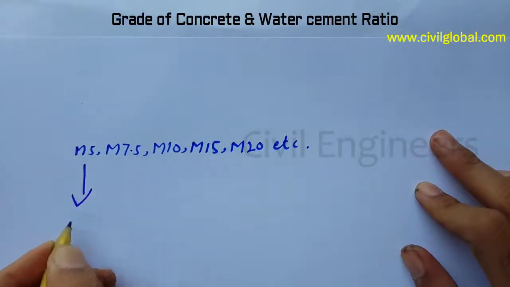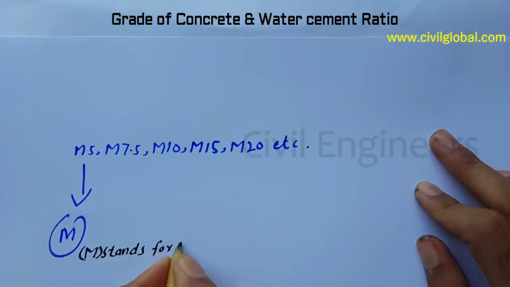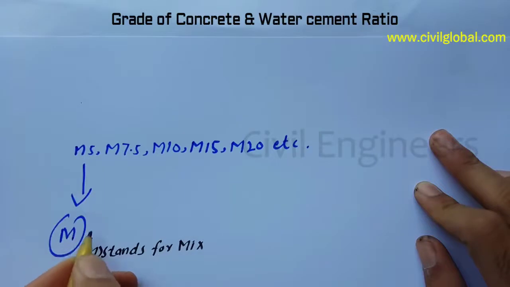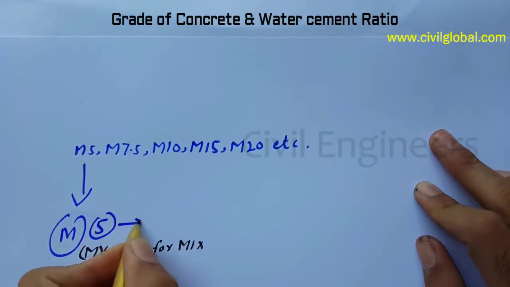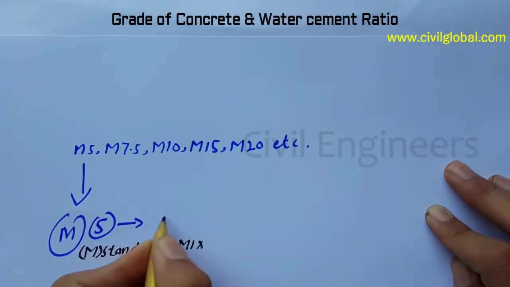So do you know what M is? We can say M stands for mix. And the other one we have is 5. For example, for M5 I have to define here, 5 is a number.